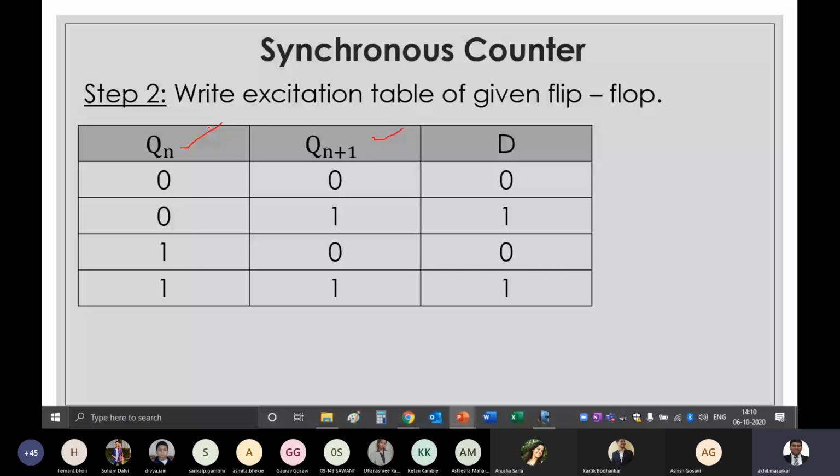So quickly do all this. Even if you don't write the excitation table, it's fine. But as a procedure, we should have something in the front. That is the reason why I just said let's have it.